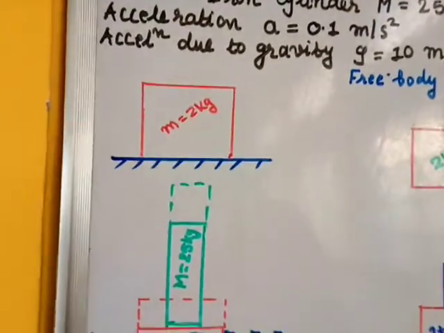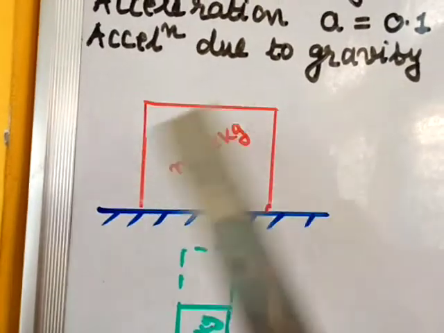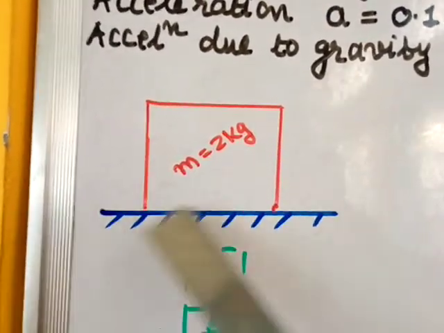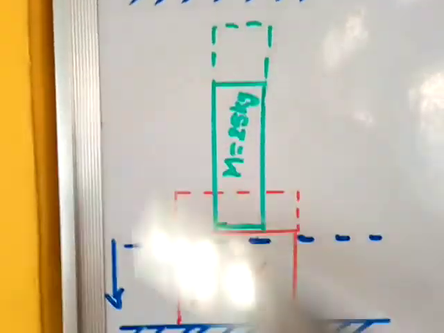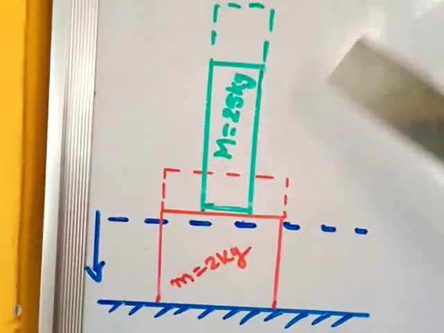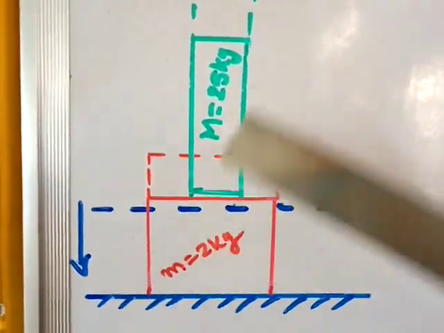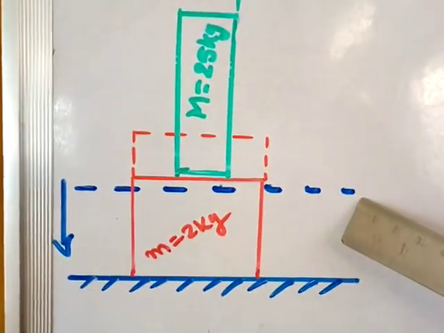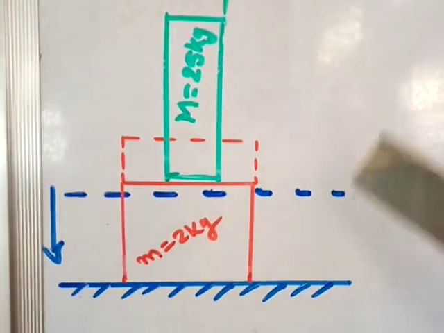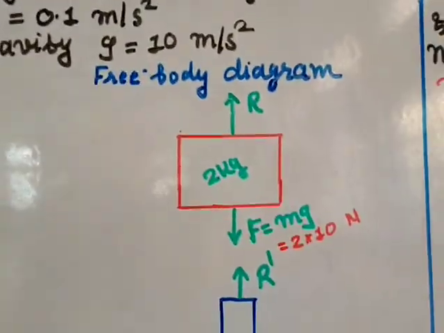The diagram which is given in the textbook I have drawn here. This is the wooden block of mass 2 kg, resting on a soft horizontal surface. In the second diagram you are placing an iron cylinder of mass 25 kg on the wooden block. Since this surface is soft, it goes down. First it was at this position, now it has gone down and is going down with the acceleration given to us as 0.1 m/s². On this side I have drawn the free body diagram.